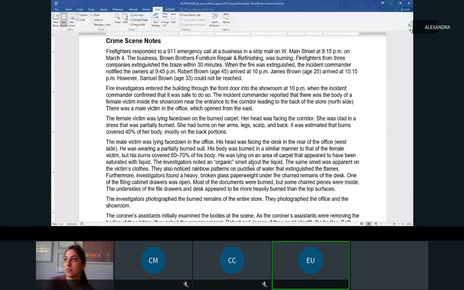Fire investigators entered the building through the front door into the showroom at 10 p.m. when the incident commander confirmed that it was safe to do so. The incident commander reported that there was a body of a female victim inside the showroom near the entrance to the corridor leading to the back of the storeroom, or the north side. There was a male victim in the office, which opened from the east.